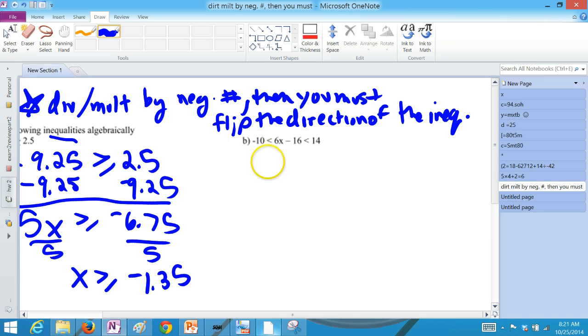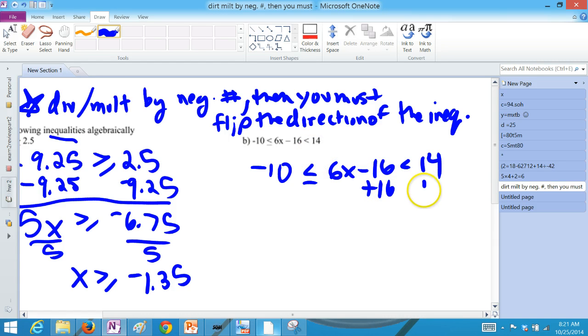Okay. This here is a double inequality. It says negative 10 is less than or equal to 6x minus 16, which is in turn strictly less than 14. So what you could do is solve both of these at the same time. When you're trying to get x by itself, you need to add 16. So you would do it to the right hand side, but also do it over here to the left hand side.